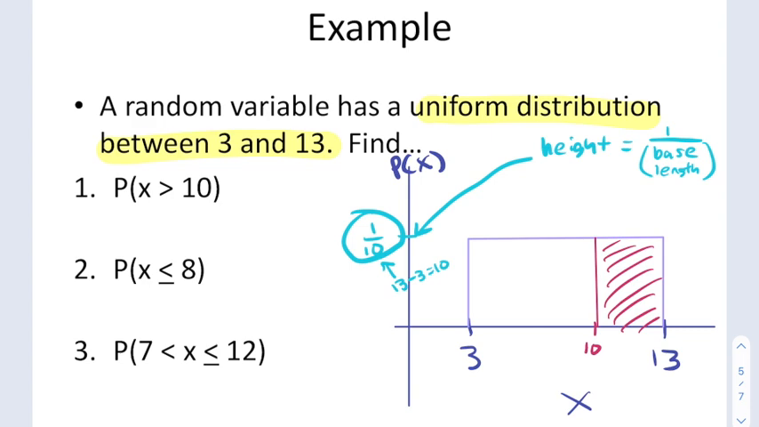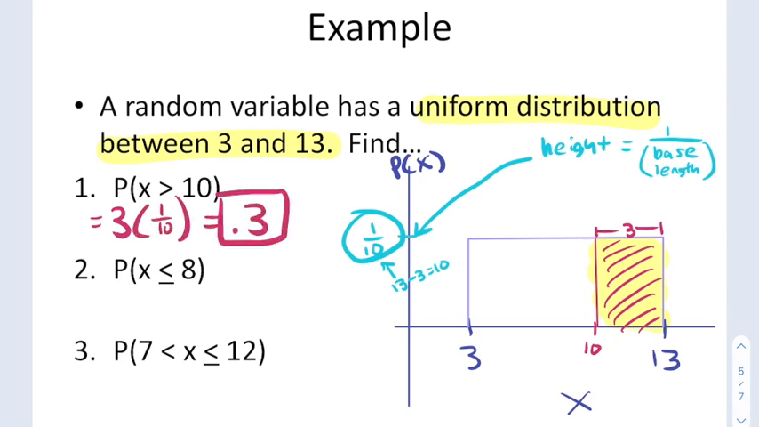And what the concept of probability of an area says is that whatever the area of this chunk of the graph that corresponds to x greater than 10, that's the probability of x greater than 10. Well, this base is 3 units long, and the height is always going to be the same, which in this case is 1/10. So the probability is going to equal base times height, or 3 times 1/10, which gives us 0.3. And that's all we had to do.